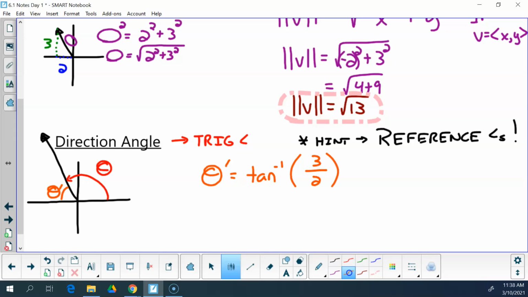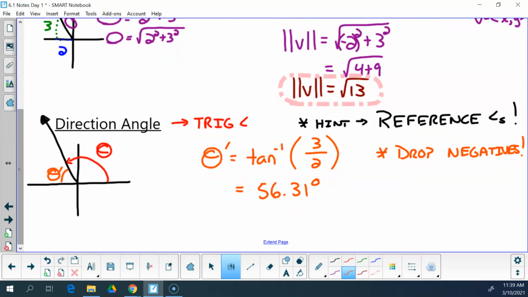and we drop the negative signs, because we want that reference angle to be acute. So if somebody's got a calculator and could type that in, verify for me that we get a reference angle of 56.31 degrees. Yes? Okay. So we get a reference angle there.